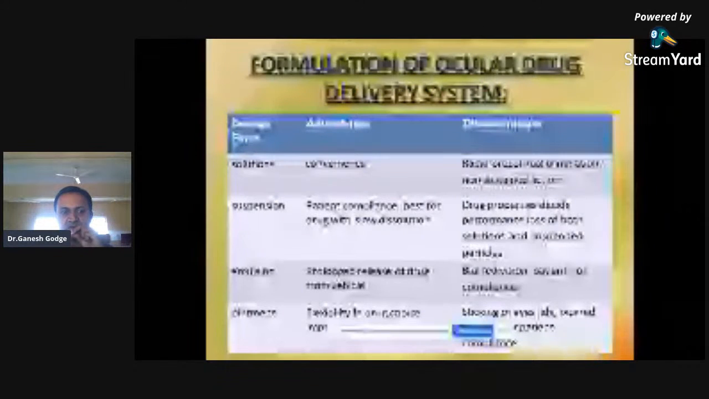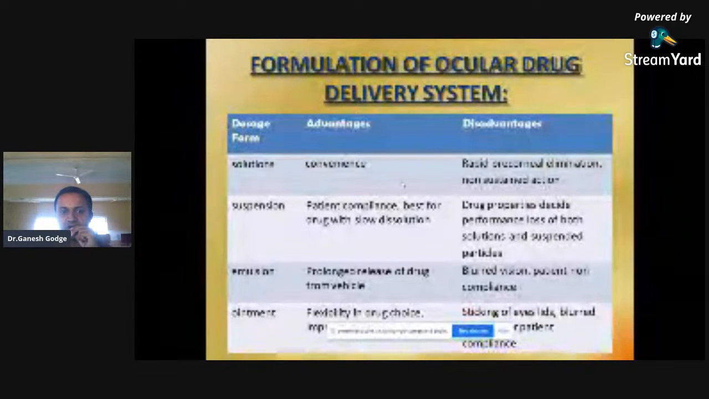Take the example of suspension-type ocular preparation, the suspension ophthalmic product. The advantage is patient compliance, meaning patients usually prefer it for drugs with low solubility. Basically, suspensions are prepared with drugs which are sparingly soluble in water. That is why we prepare biphasic formulations like suspensions.